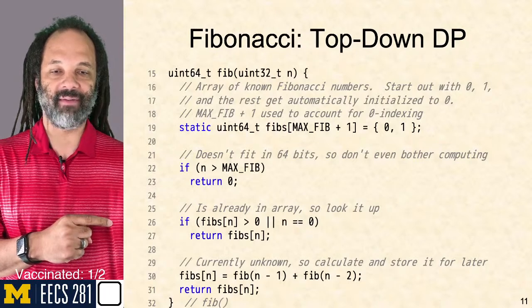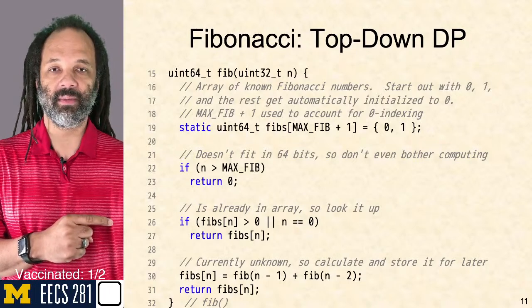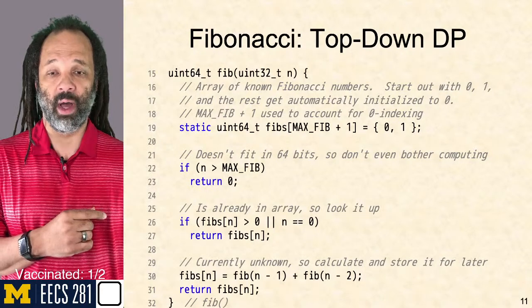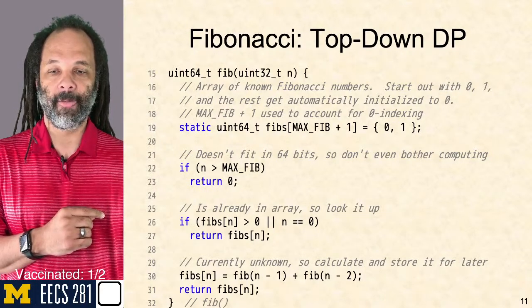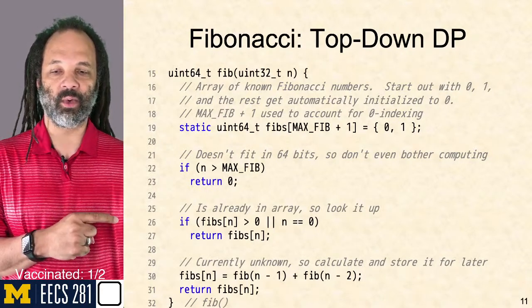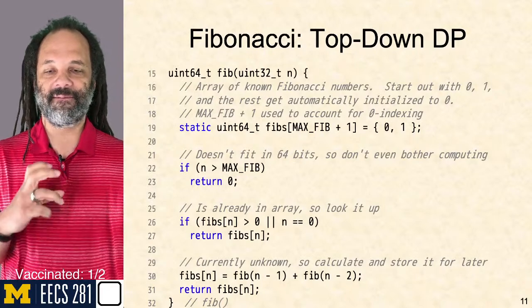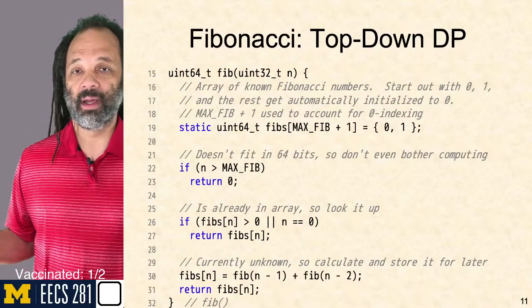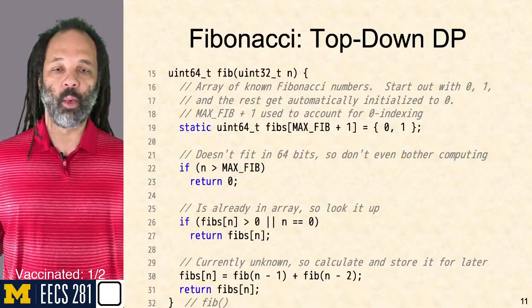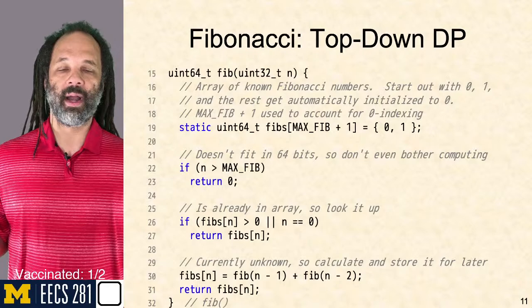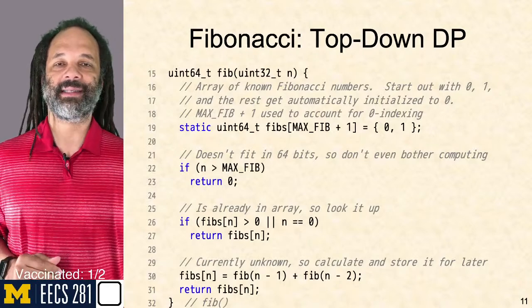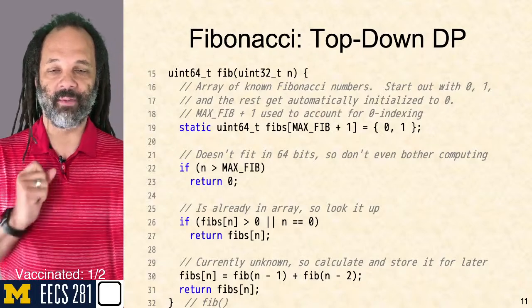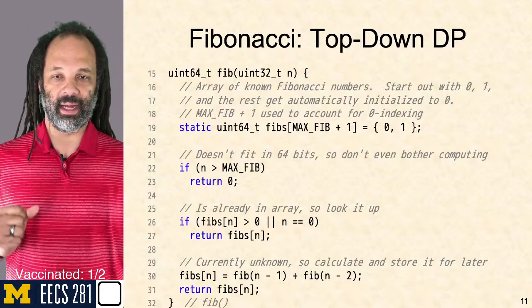I can see that I've initialized it to mostly zeros, except for that 1 that's at index 1. So then anytime I hit this line 26 that says, if fibs at n is greater than 0, I'm either looking for the first Fibonacci number, or if I've already calculated it and it's in there, this will find and return it instead of recalculating it.